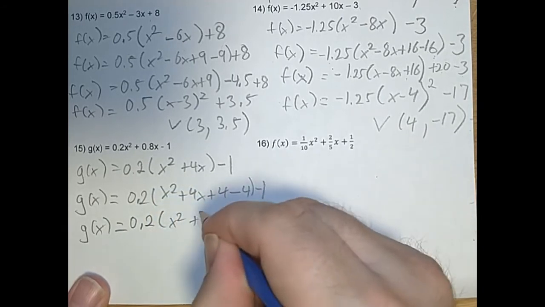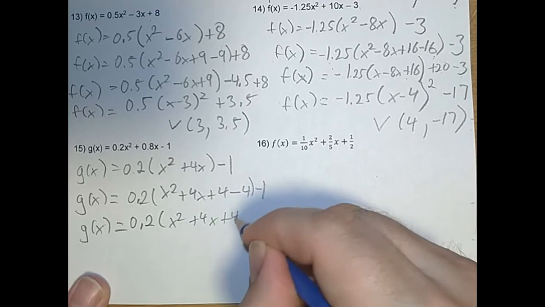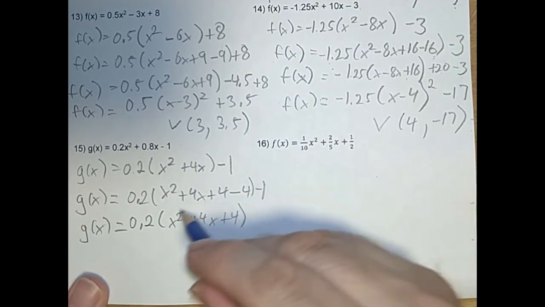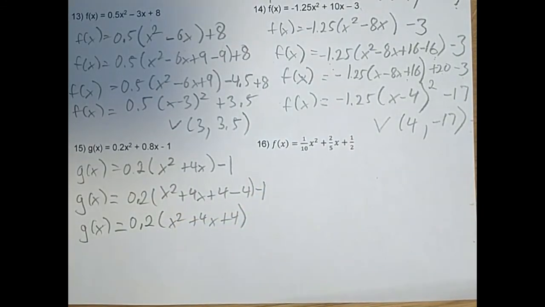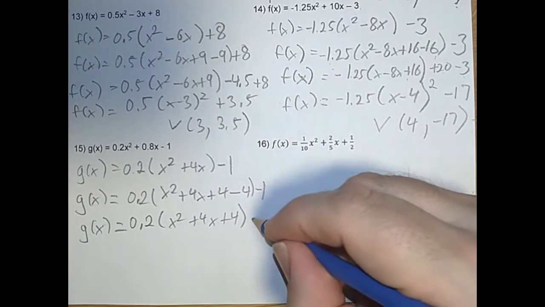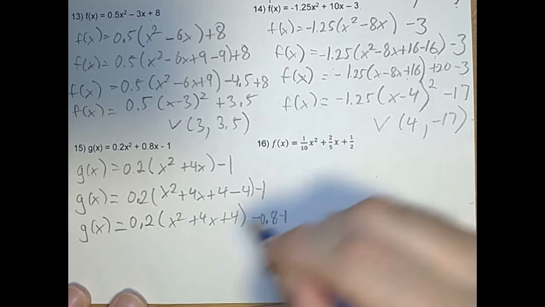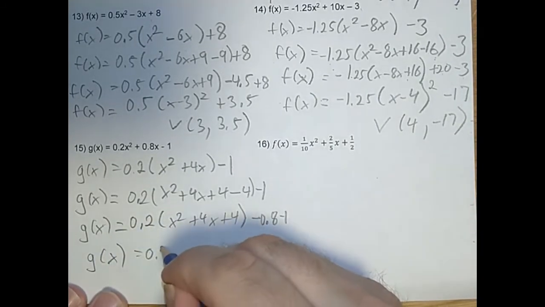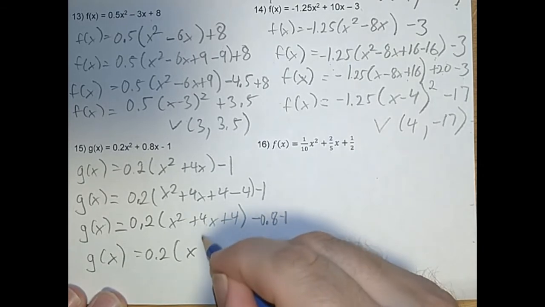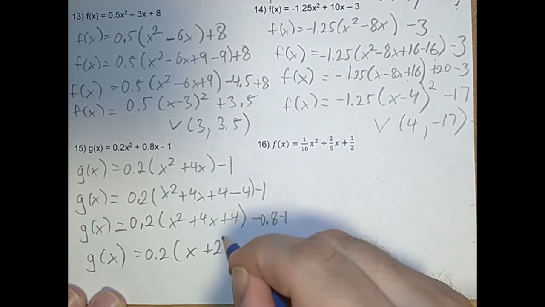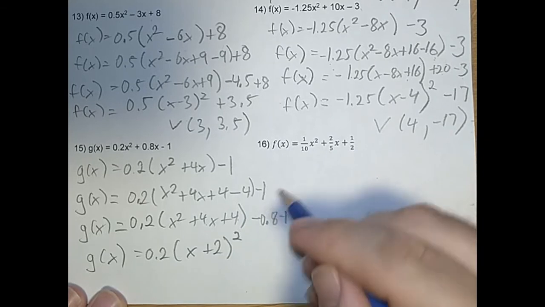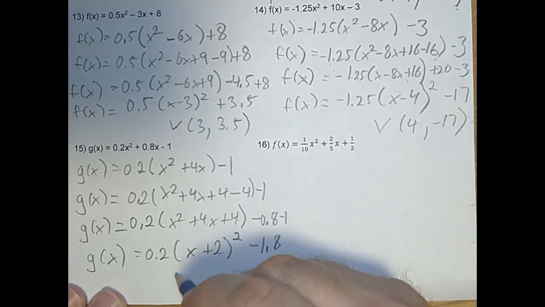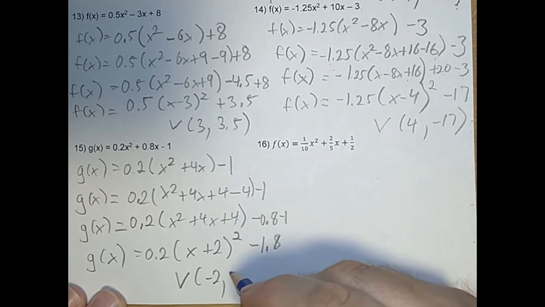X squared plus 4x plus 4. Now I take the negative 4 out and I multiply by 0.2. So negative 4 times 0.2 is negative 0.8. And then g of x equals 0.2 times (x plus 2) squared, and here the constant is negative 0.8 minus 1, which is negative 1.8. So my vertex is negative 2, negative 1.8.